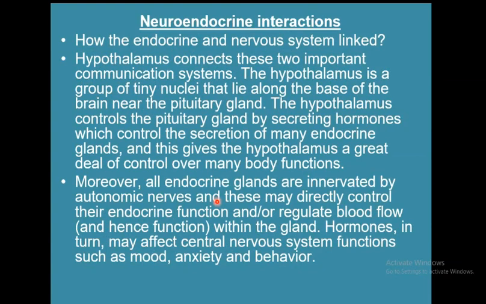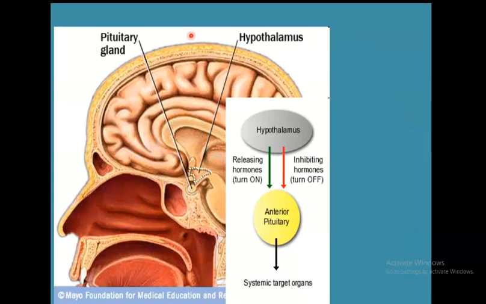Neuroendocrine interaction means there is an interaction between neurons and the endocrine system. As you can see here, the best example of the interaction between neurons and the endocrine system is between the hypothalamus and the pituitary gland. Who controls the pituitary gland? The hypothalamus. The hypothalamus is made up of neurons. It controls what? The pituitary gland, which is an endocrine gland. This is the interaction between neurons and the endocrine gland, and this is the best example of their interaction.